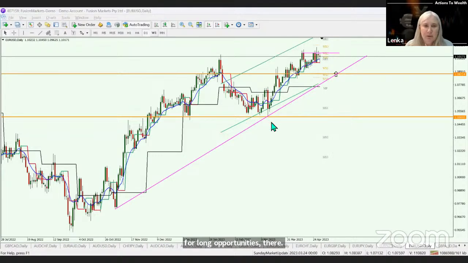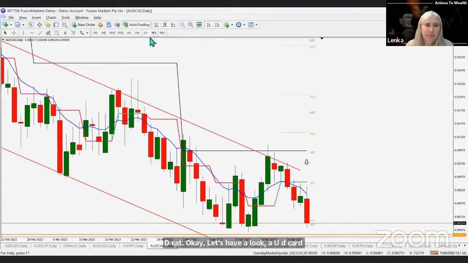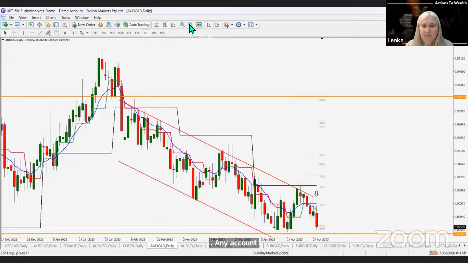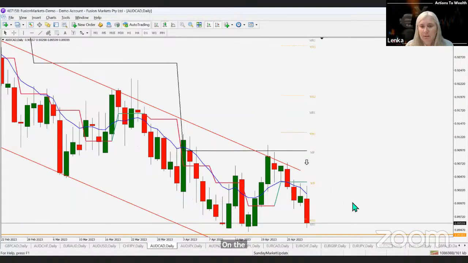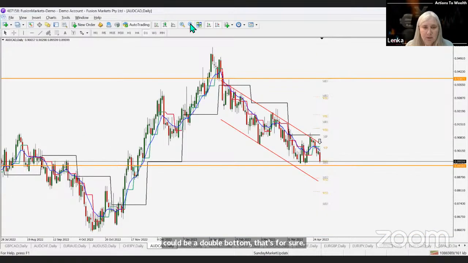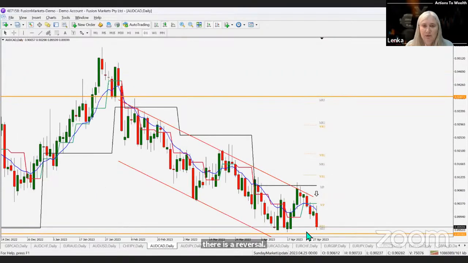Okay, let's have a look. Any other currency pairs or anything else? AUD CAD. Okay, let's have a look. On the daily, making a double bottom? Yes, it could be a double bottom. That's for sure. It is back down on these levels. Yep, it could be. So we need to see a bit more price action to see if there is a reversal there, because it is very close to that horizontal level.